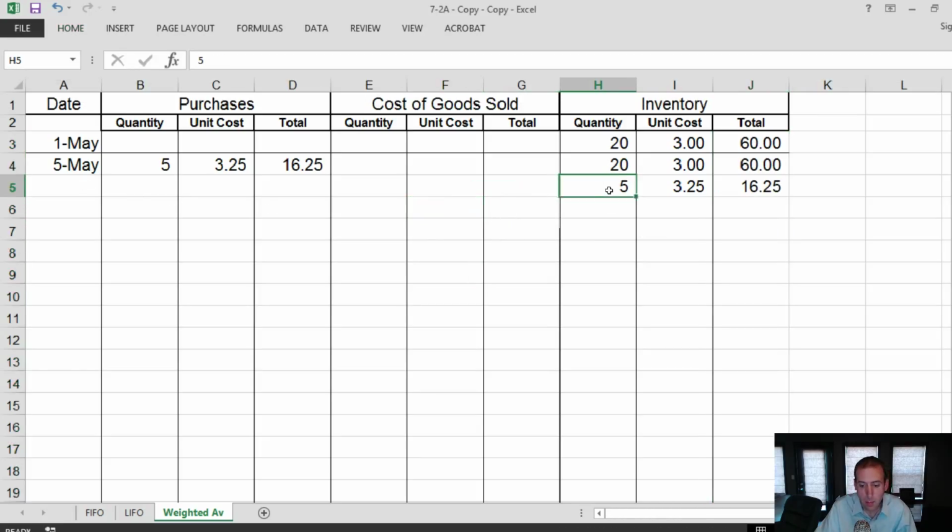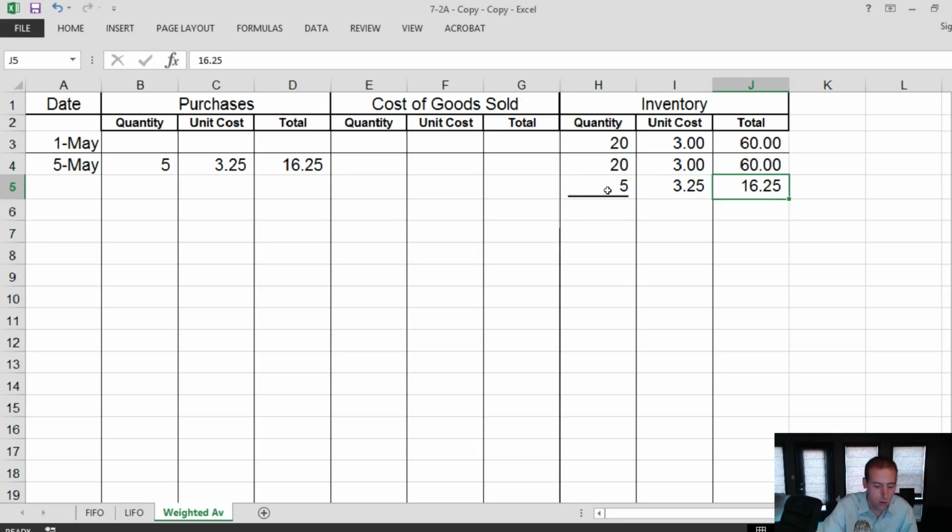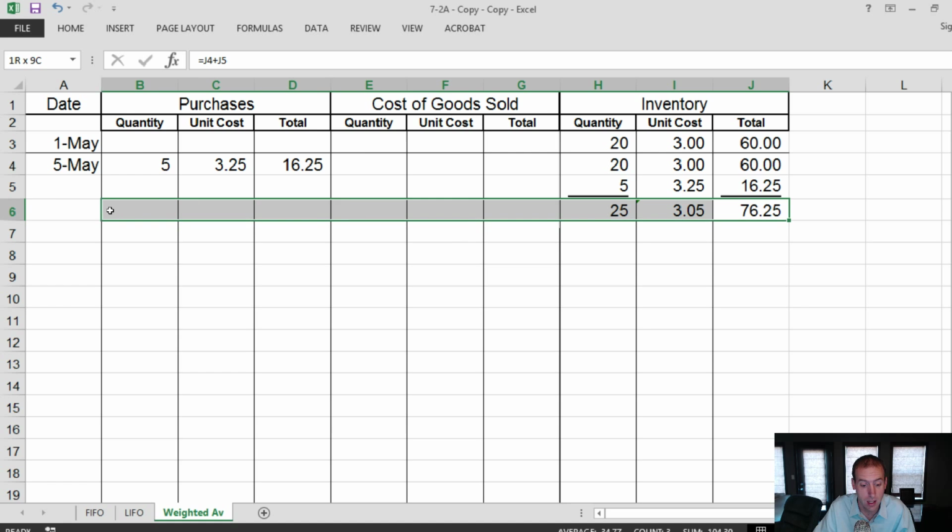Now remember what we do with weighted average. Every time we do a weighted average column, we make sure we know the average cost of what's in our inventory. And how do we do the average cost? Well, we add both of our sides to get a total quantity and a total cost. We divide the totals by each other. 76.25 divided by 25 is $3.05. Not surprising, right? If I have 20 units that are $3 each and only 5 that are 3.25, my average is going to wind up closer to $3 than 3.25, and it certainly did in this case.